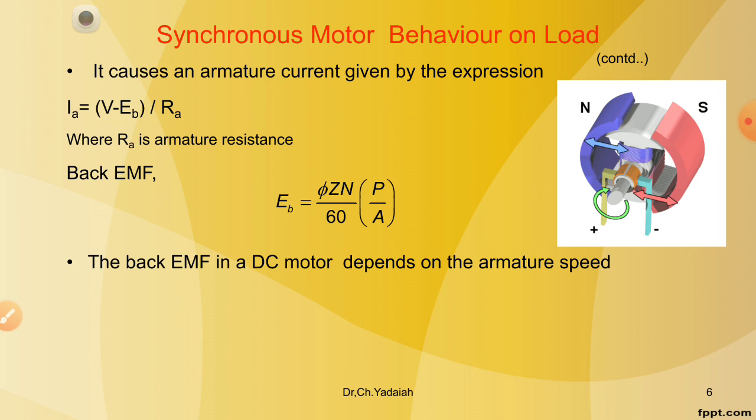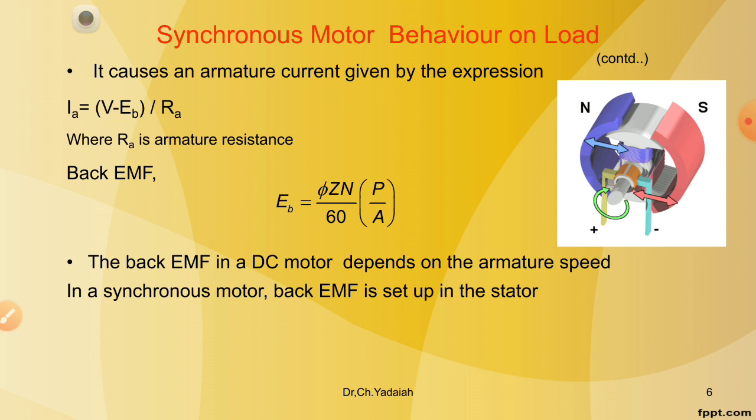The back EMF in a DC motor depends on armature speed. In a synchronous motor, the back EMF is set up in the stator itself due to the field injected into the rotor circuit. Whatever DC supply is given to the rotor through the slip rings induces a voltage in the stator. That voltage is opposed to the applied 3-phase supply input voltage.